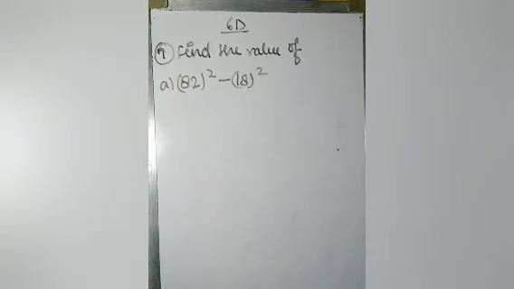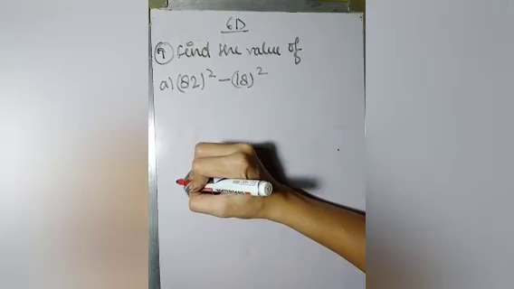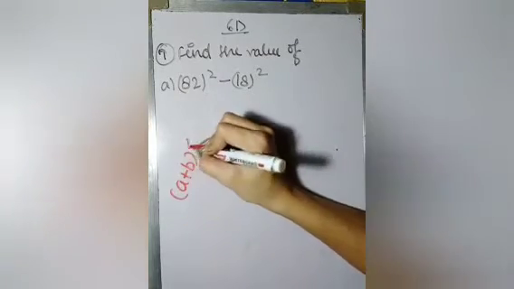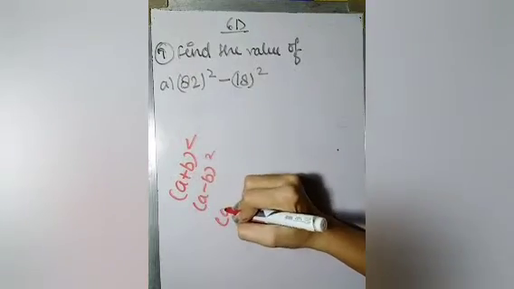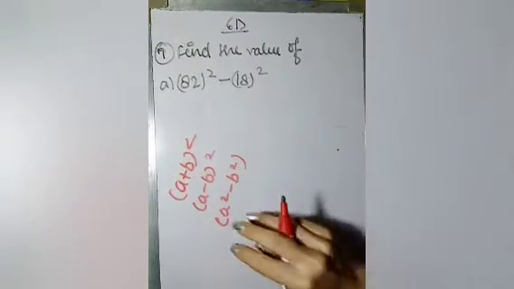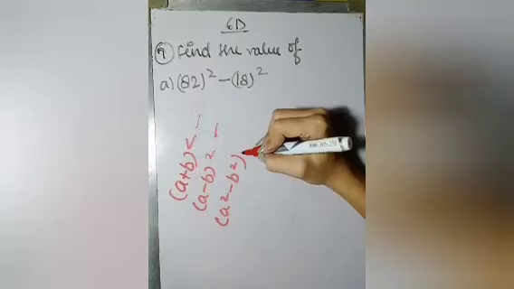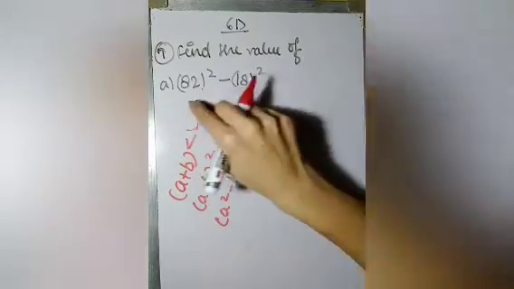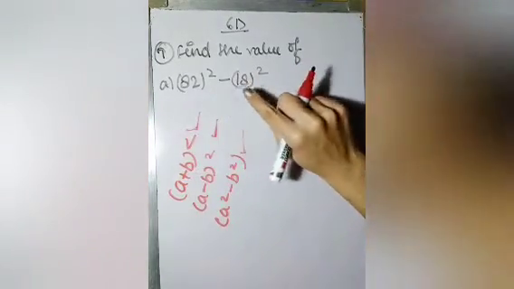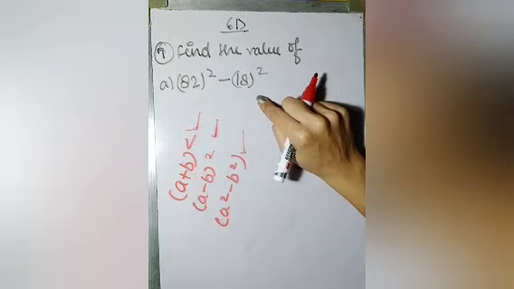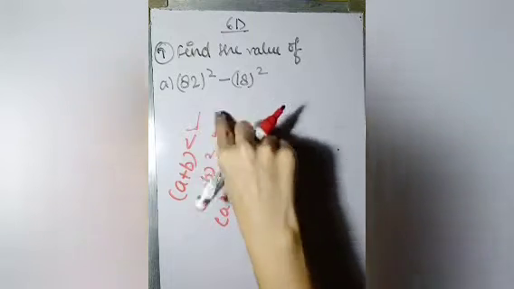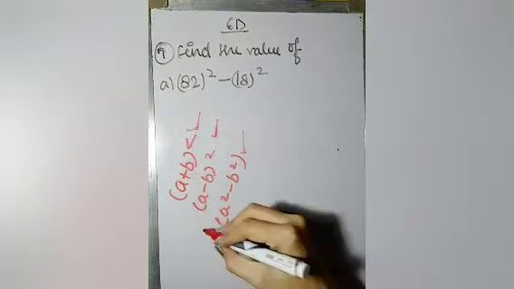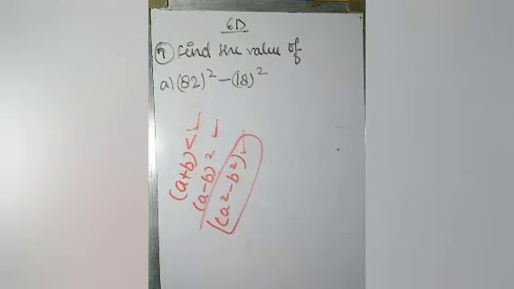Now I told you the 3 identities. What were those identities? Those identities were (a plus b) whole square, (a minus b) whole square, and a square minus b square. These were the 3 identities we have discussed earlier. Now look here, it is 82 square minus 18 square. Isn't it like a square minus b square? It is like that. So we will use this identity in the question.